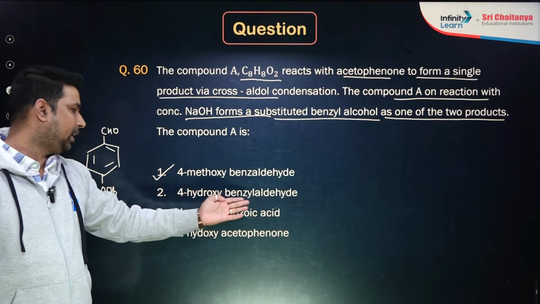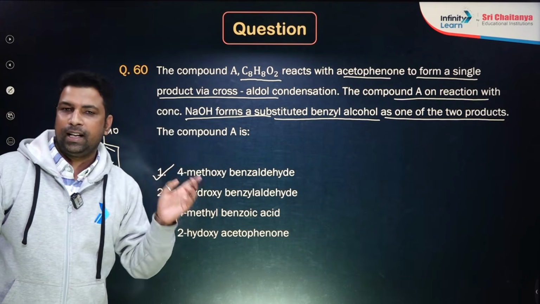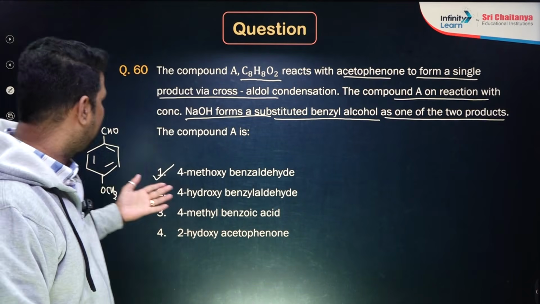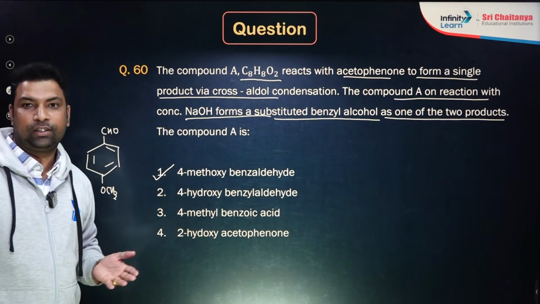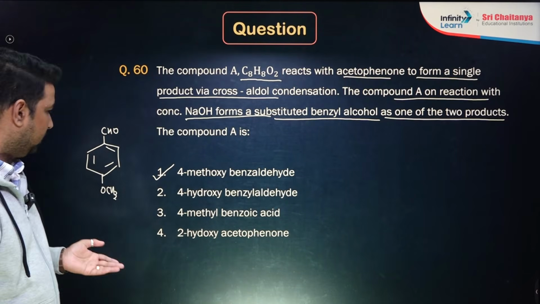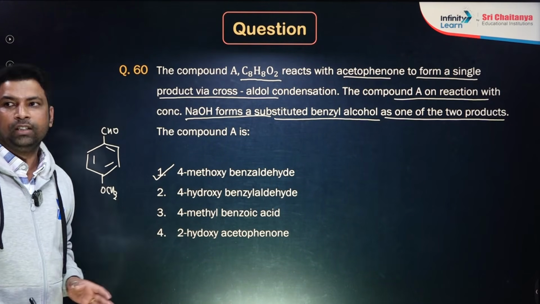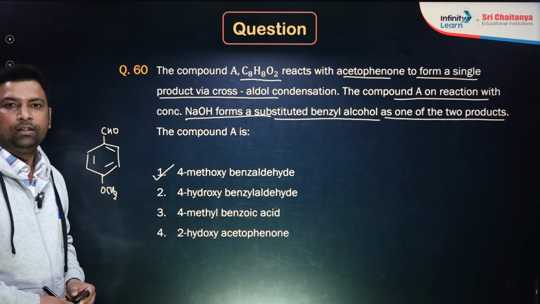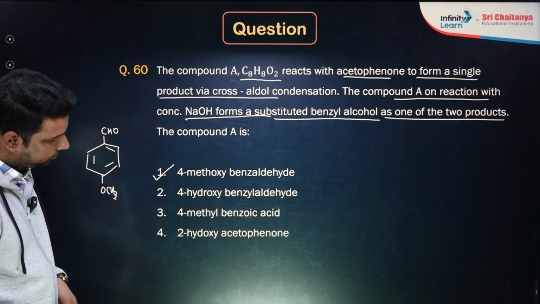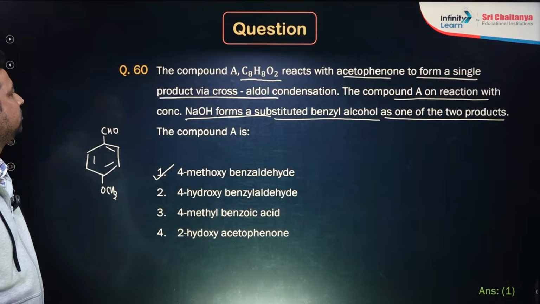Second, you can say 4-hydroxybenzaldehyde. The hydroxyl already has hydrogen and the phenol is acidic, so it will not show aldol condensation or Cannizzaro. It will first form a phenoxide ion, so the reaction cannot proceed. Benzoic acid and acetophenone again do not show the Cannizzaro process. So the right answer will be the first option.